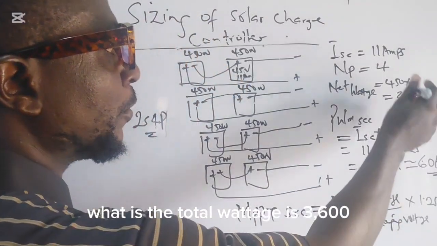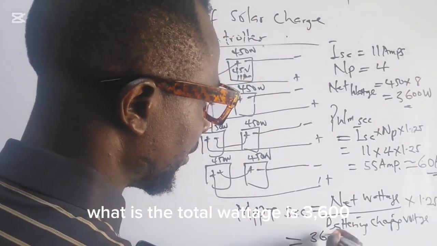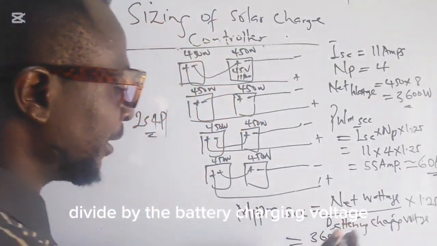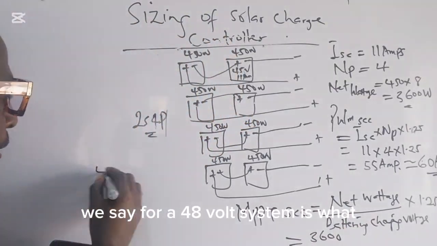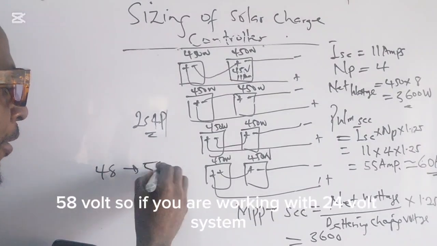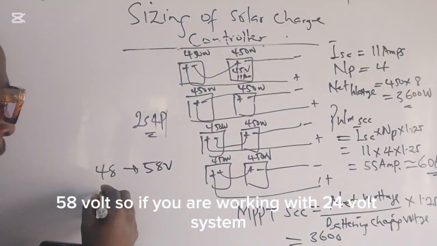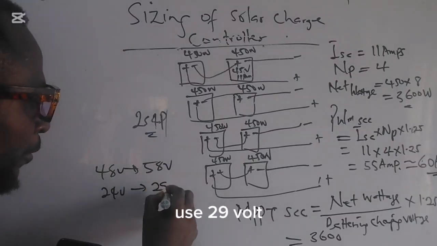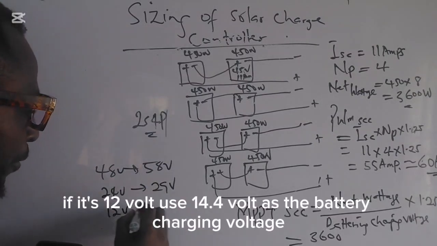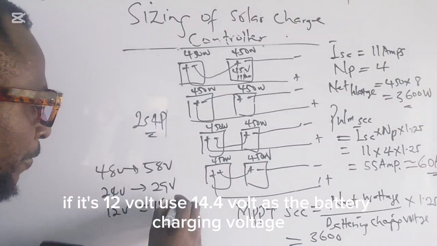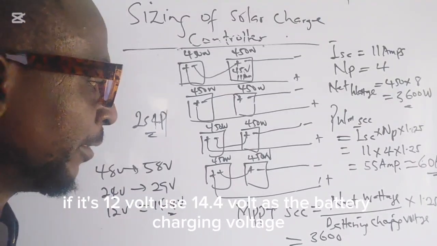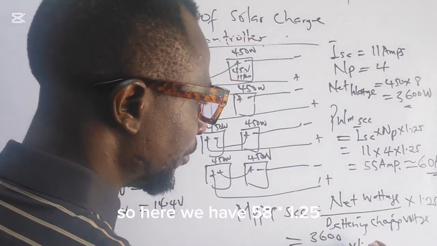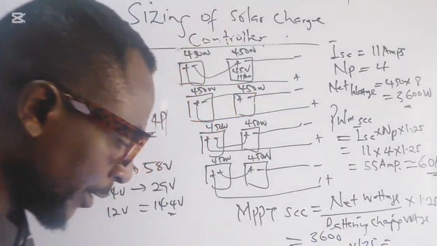What is the net wattage? That total wattage is 3,600, divided by the battery charging voltage. We say for a 48 volt system it is 58 volts. So if you are working with a 24 volt system, you use 29 volts as the battery charging voltage. If it is 12 volt, you use 14.4 volts. So here we have 58 times 1.25.